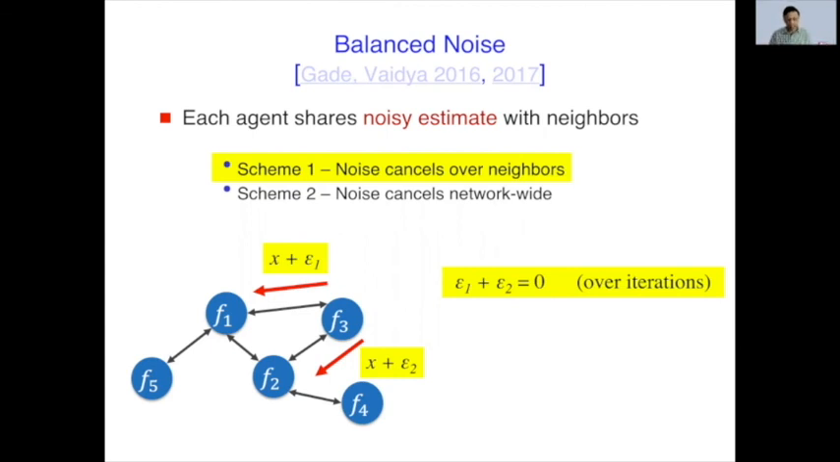If there are 3 neighbors of agent 3, then you add noise epsilon 1, 2, 3 to the 3 neighbors, and that will add to 0 over some finite duration of time. That's what I mean here by adding balanced noise, or cancelable noise, that cancels over just my neighbors. And this will be true for every agent. Each agent will add noise to the estimate sent to its neighbors so that no individual neighbor will receive the actual estimate from the agent.